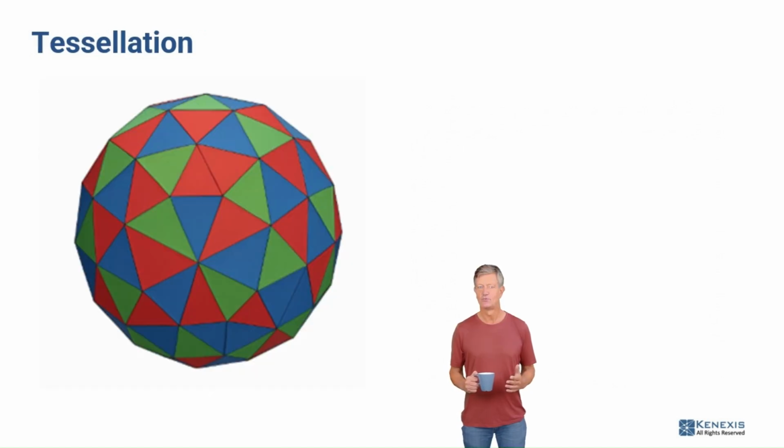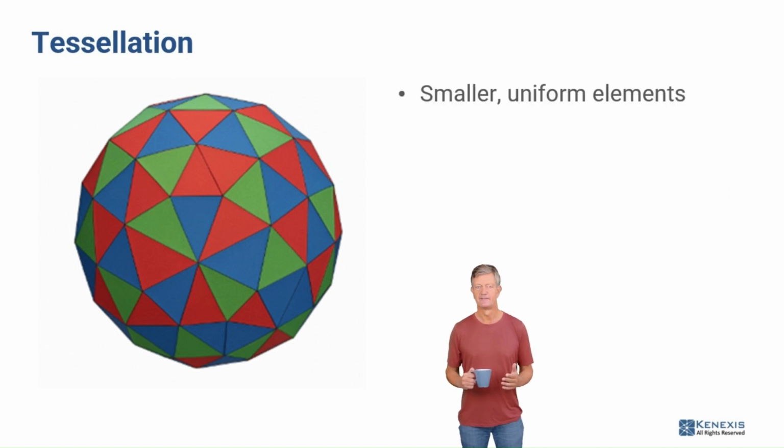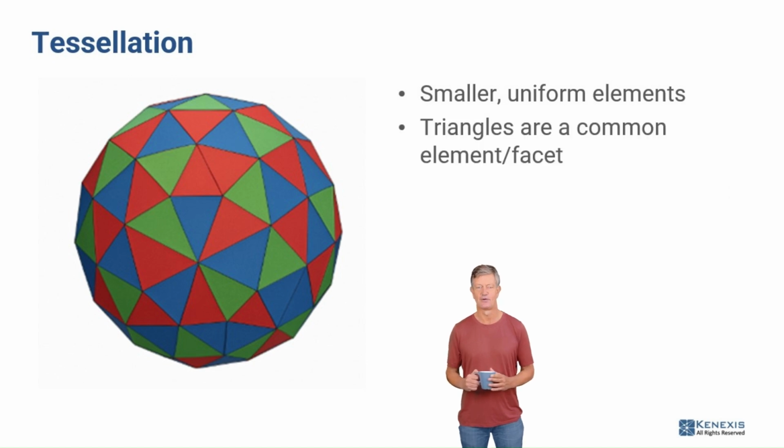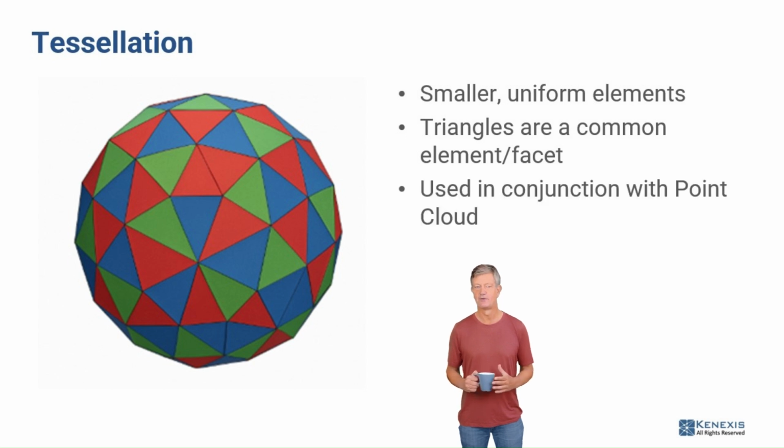The final method we will discuss is tessellation. Tessellation is a different approach that represents a complex surface as a collection of smaller, uniform elements. The most common primitive surface used for this is a triangle. When an element is a 2D surface, like a triangle, it is often called a facet. The tessellation method can be used in conjunction with the point cloud method to represent 3D objects.